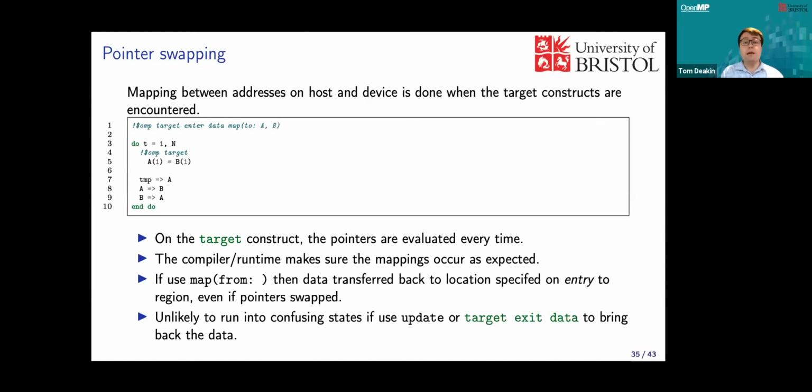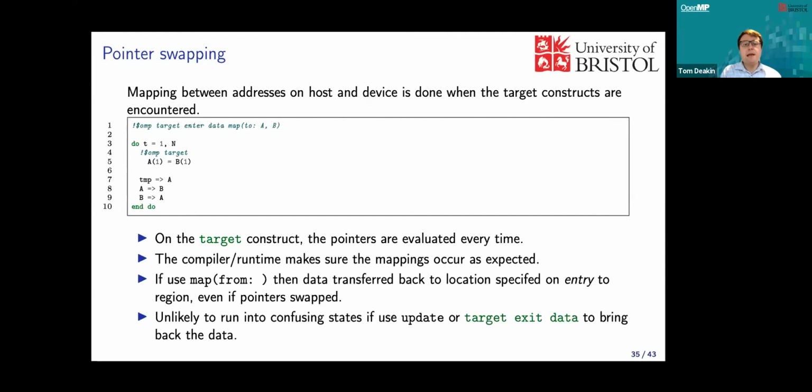So on line 1, we have the data environment set up with the target enter data. We have a loop and a number of target regions that will run inside that. I've just abstracted that away on line 5 to whatever it needs to do, along with the end target that's missing on this line too. And then I have a pointer swap. This is just a regular pointer swap.